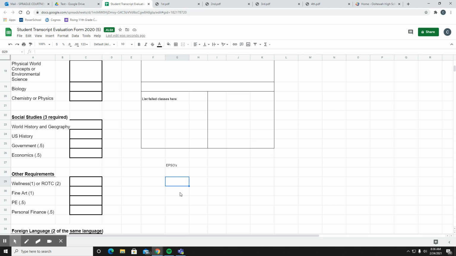Any AP classes, if you take the class and take the exam, count as an EPSO. So if you took World History, US History, and 3 AP classes, that would count. Dual enrollment classes count as EPSOs. So this is for the sophomore and freshman class. Current juniors and seniors don't need to worry about that because it's new starting with the current sophomore class.